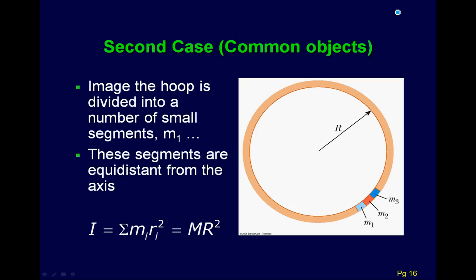Now, the second case is more common objects, and what people have done is they've integrated. When you're integrating a more common object, you break that object into a little tiny bunch of point masses. So here's 3 little points that are basically the same distance from the center, which would be just the radius r, and you add them up like point masses, mr squared. When you do a whole bunch of them, you get the total moment of inertia. So this is the moment of inertia for a hoop, which is mr squared.